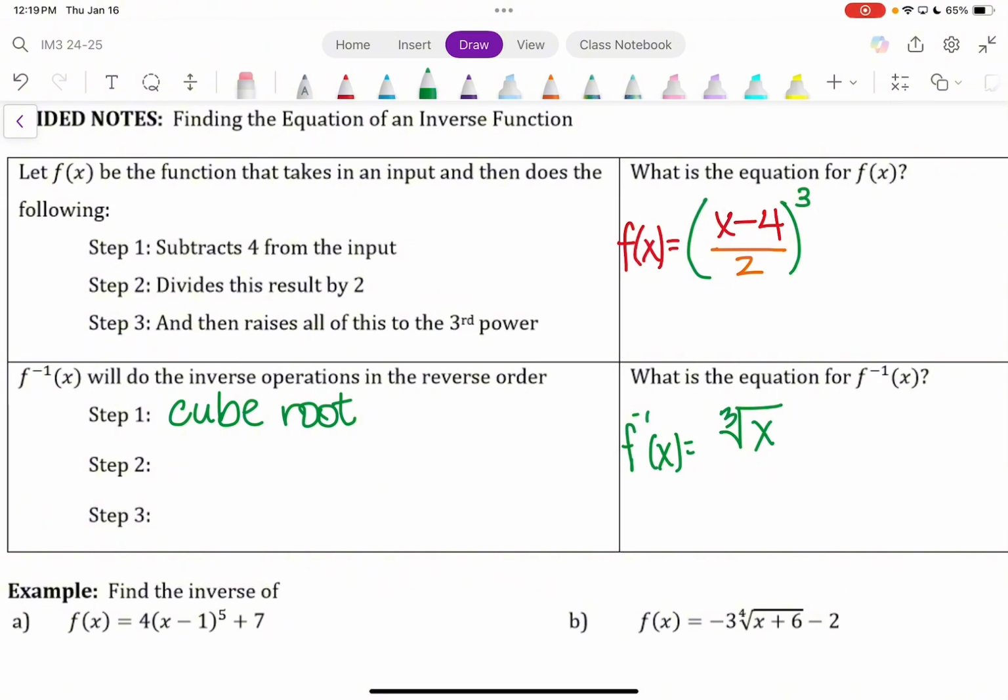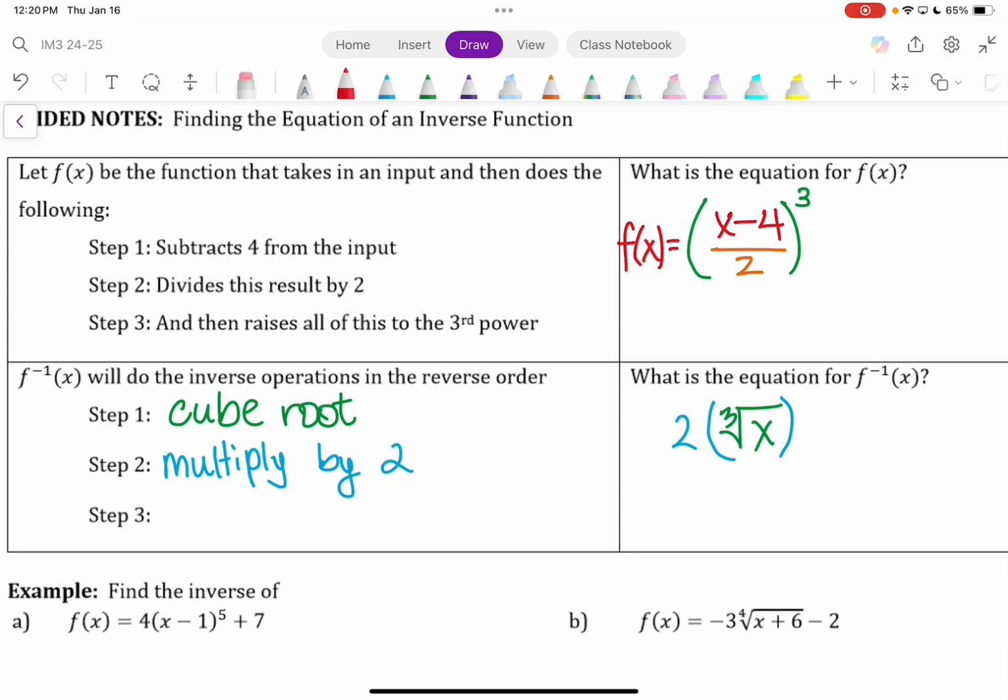Okay. Step number 2 is to divide by 2. What is the inverse? What is the opposite of dividing by 2? Multiplying by 2. So step 2 is to multiply by 2. All right. We're going to multiply this by 2. That means you're going to write a 2 in the front. Let me erase this. So you have 2 cube root of x.